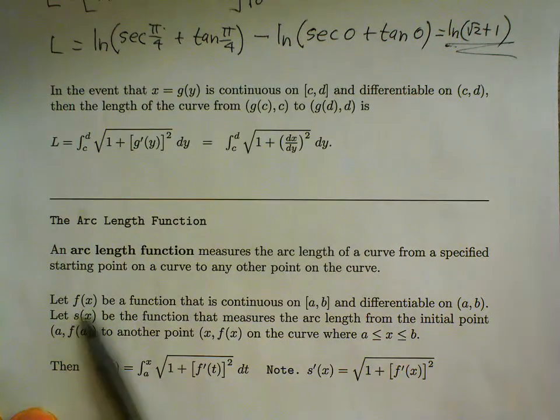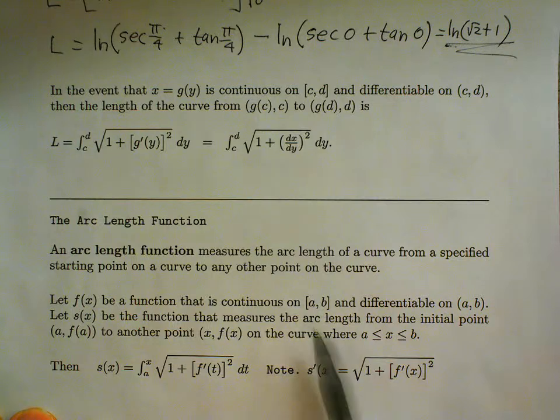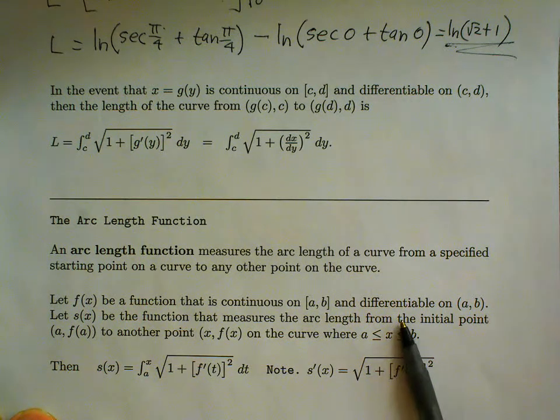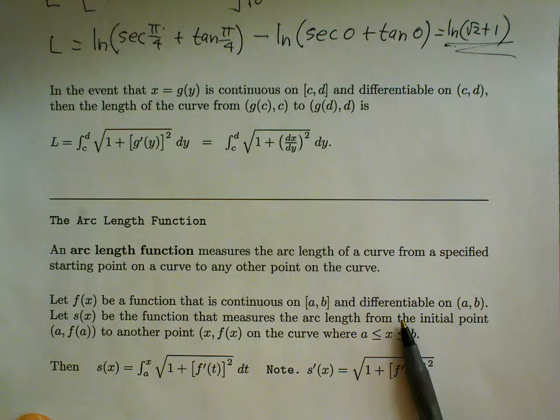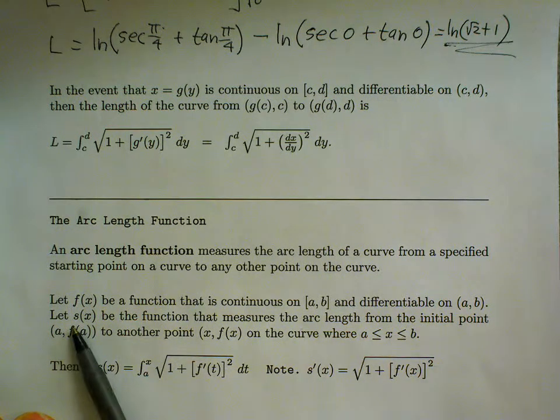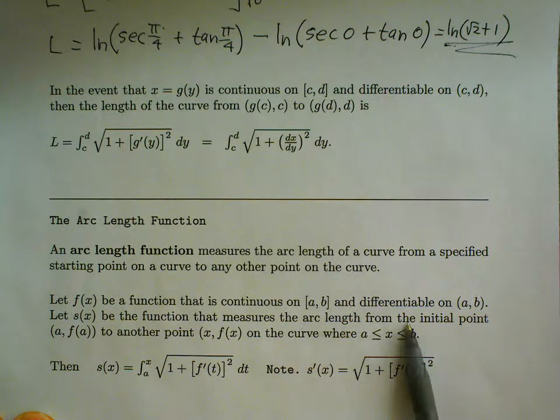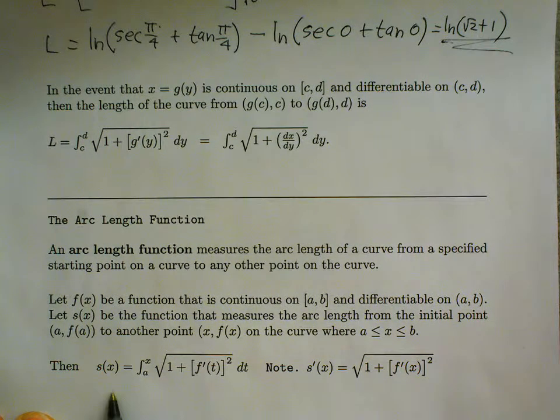So if we let f of x be a function that is continuous on the closed interval from a to b and differentiable on the open interval from a to b, and then if we let the function s of x be the function that measures the arc length from the initial point a, f of a to another point x, f of x on the curve where the values of x are between a and b, then the arc length function s of x is the definite integral from a to x of the square root of 1 plus f prime of t squared dt.